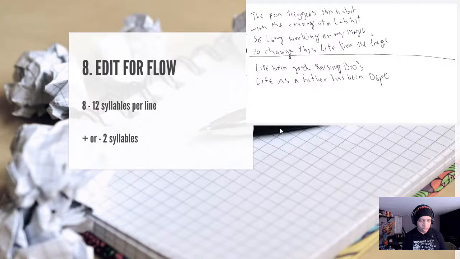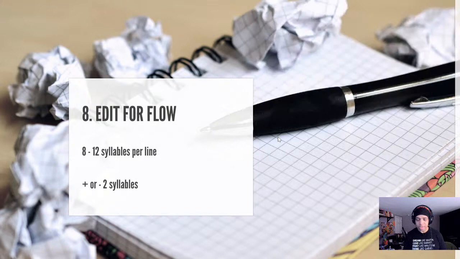So here's kind of the secret sauce, the formula. Essentially, it's 8 to 12 syllables per line, plus or minus 2 syllables. If you write your first line and it's 8 syllables, and then your next line is 12 syllables, then without knowing it, your rhythm is going to change drastically. And if you've already done rap writing and rapping, you know how to adjust.